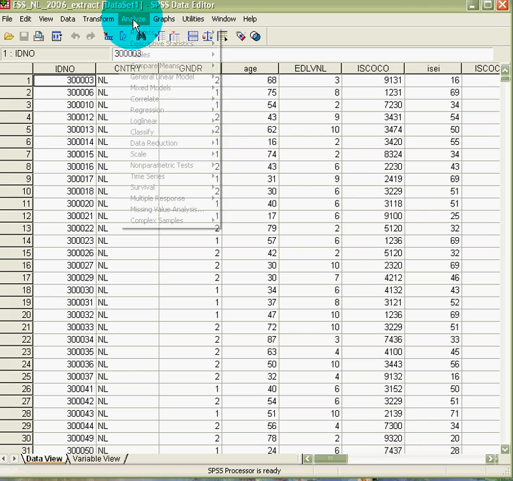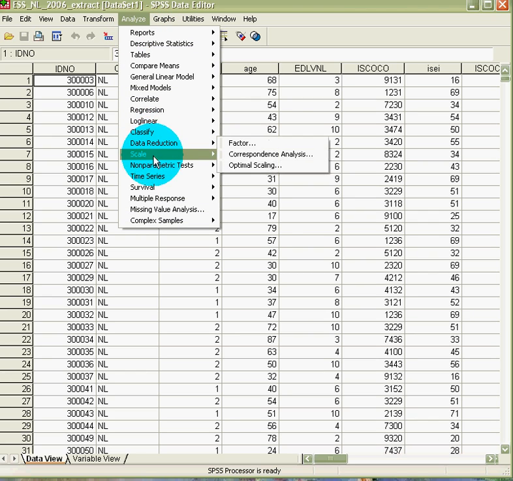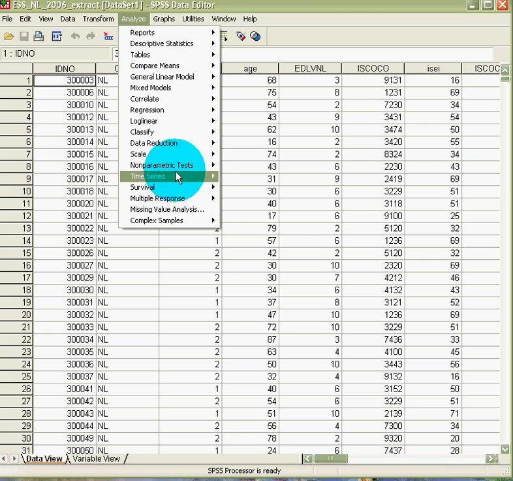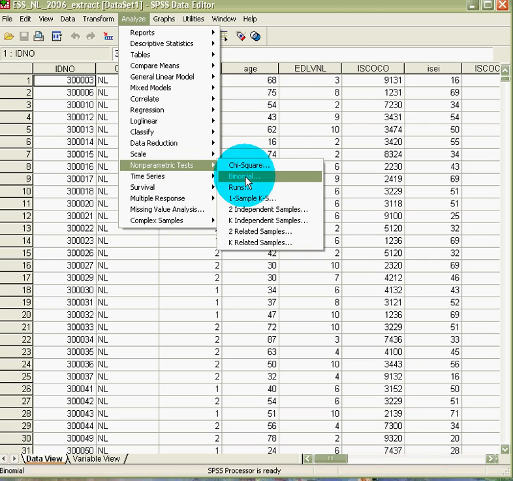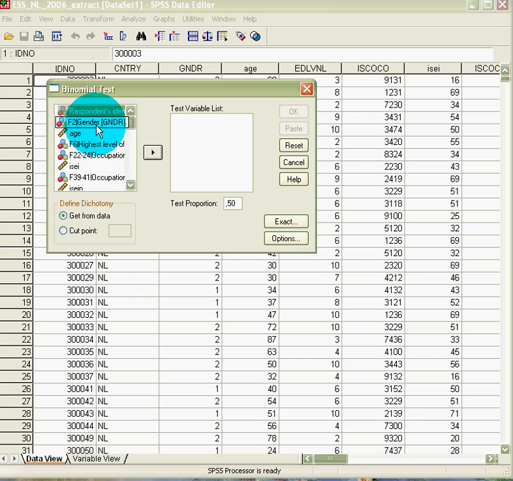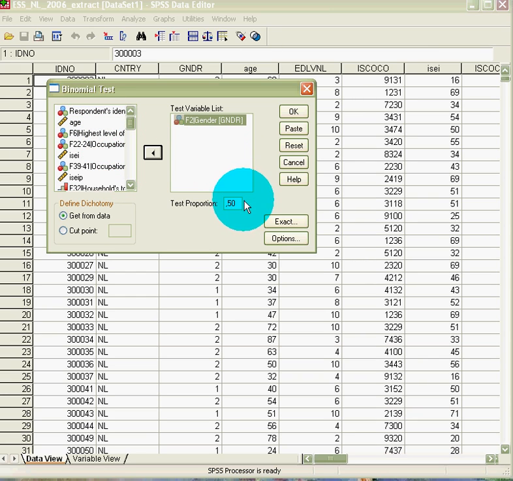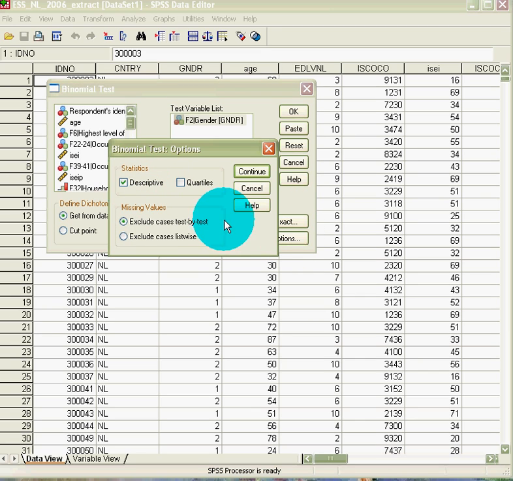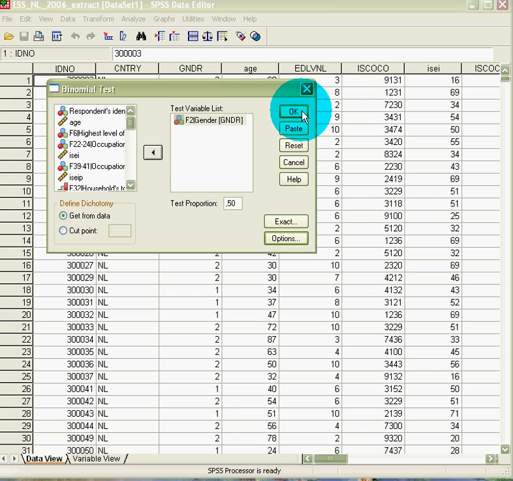Okay, now we go to Analyze. We don't go to Compare Means, but we go to Nonparametric Tests, and we choose Binomial. And what do we want to test? We want to test gender. And what do we want to test it on? The test proportion is already here, so here we fill in our hypothesis. In that sense, 50%, it's always there. But you can change this. You could also say, I want to test it on 30% or whatever. But just keep it at 50%. Do we want to have some options? Maybe we want to have some descriptives. That will be nice. Okay, we click on OK.